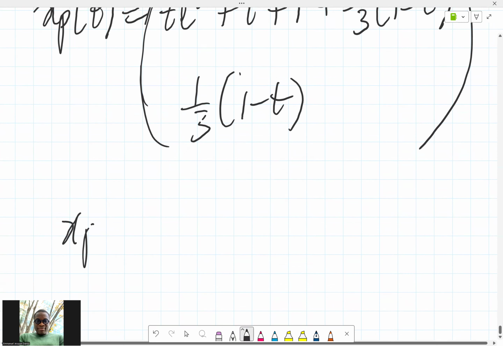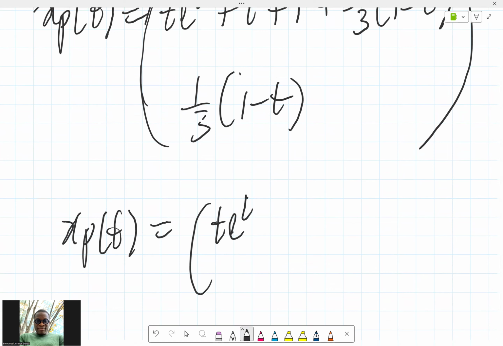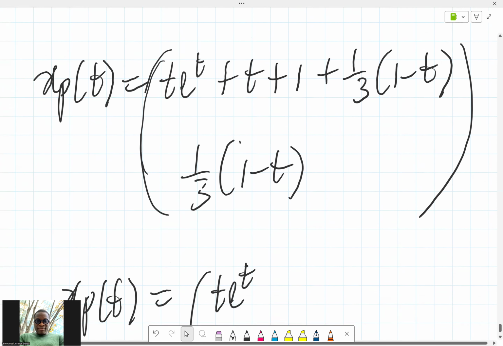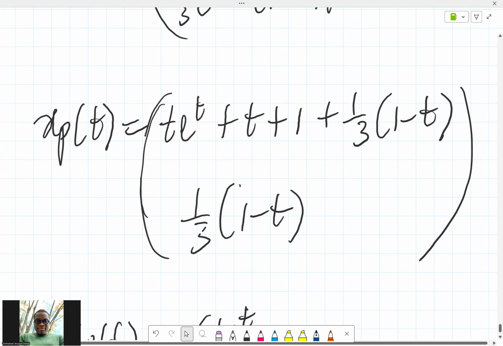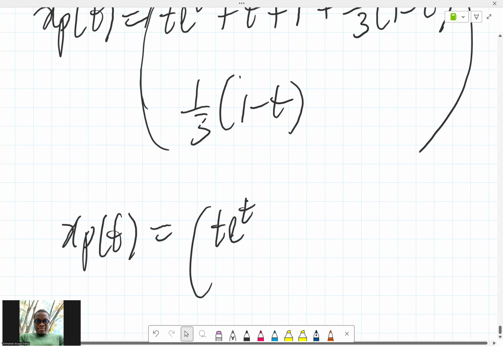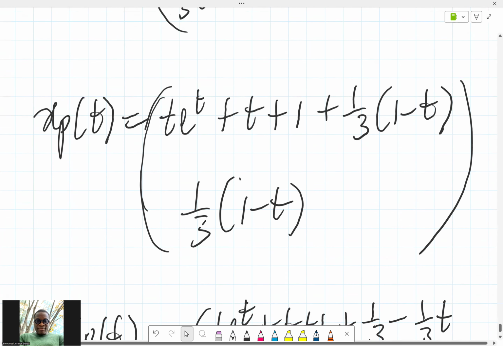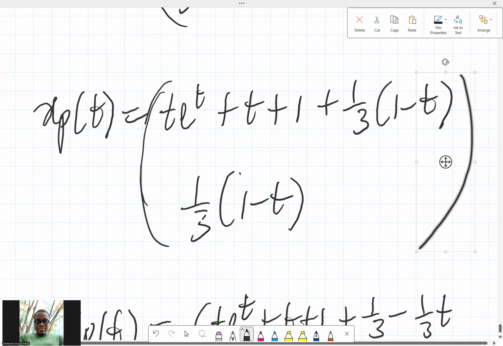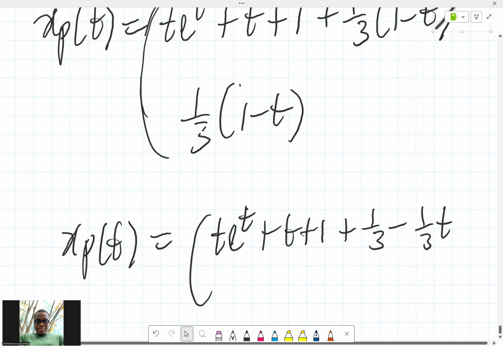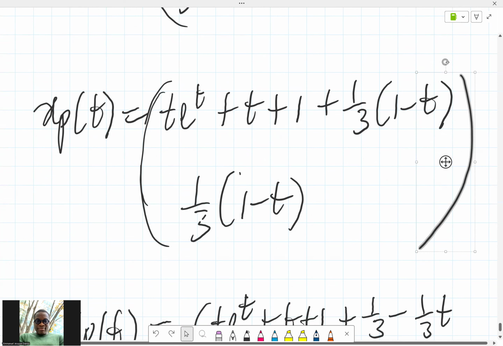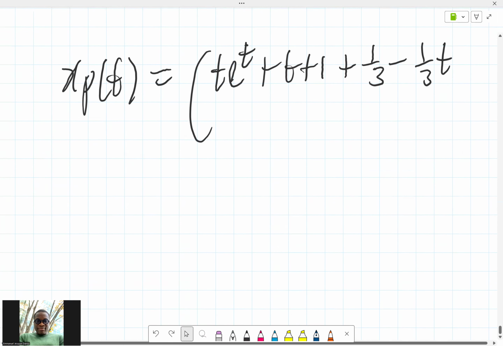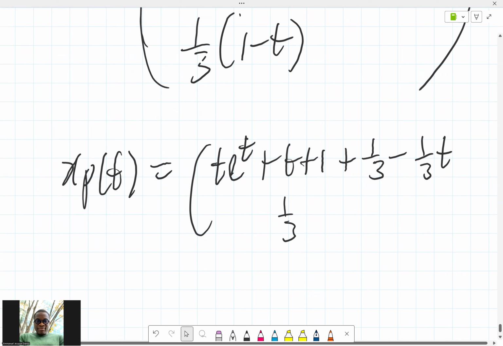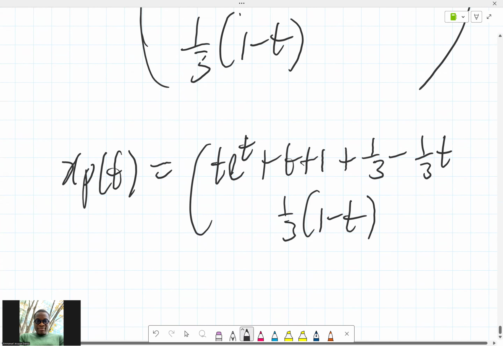So we have xp of t equals te raised to power t for the first one. Then plus, so this is t. Okay, let me work it out clearly. Plus t plus 1 plus 1 over 3 minus 1 over 3t. Okay, so 1 over 3 times 1, that's 1 over 3, minus 1 over 3t. Then we have 1 over 3 into 1 minus t down here.